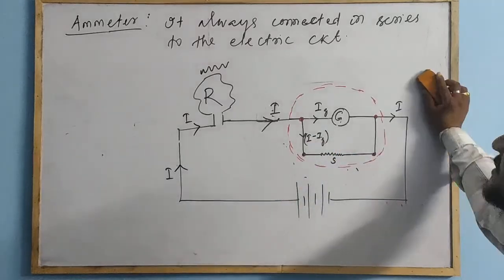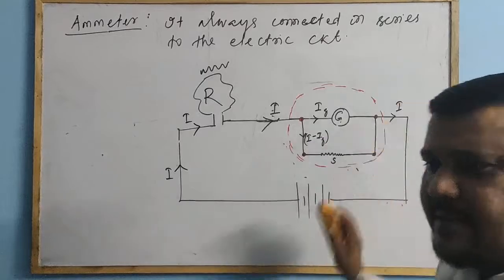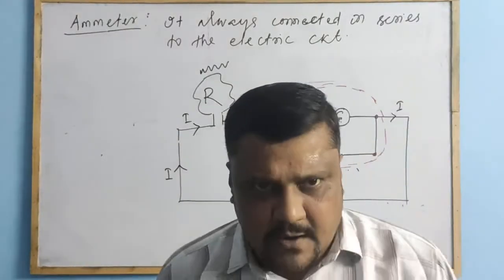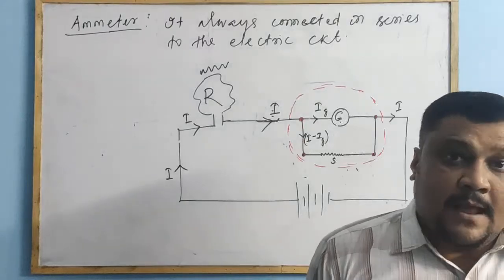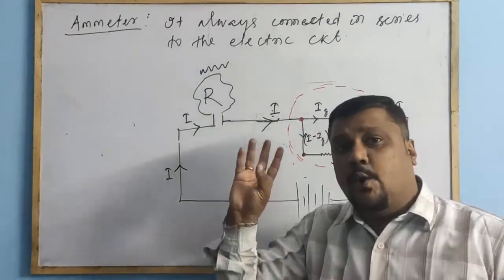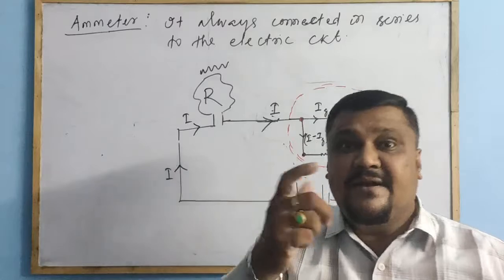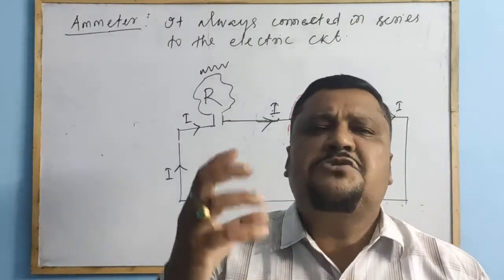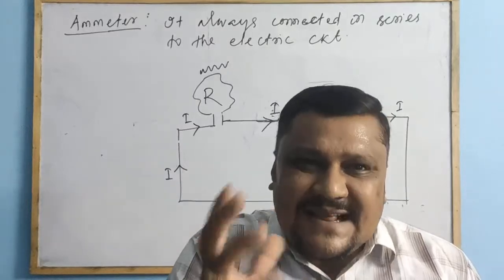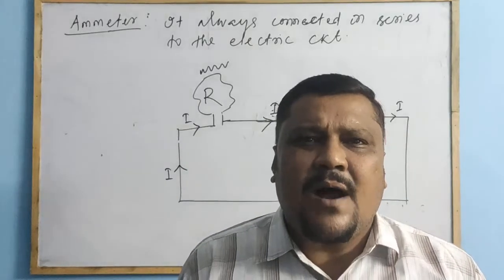Clear? So this is about the ammeter and how a galvanometer can be converted to an ammeter and the reasons behind that. The ammeter is a low resistance device, and there is a term called an ideal ammeter, whose resistance is almost zero. If its resistance is zero, then what current will flow?